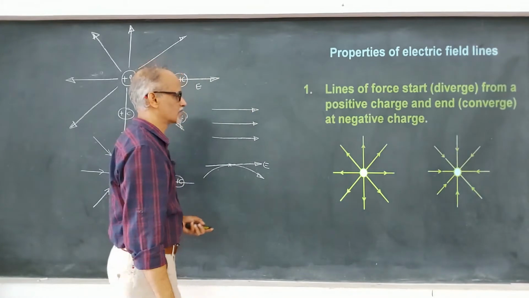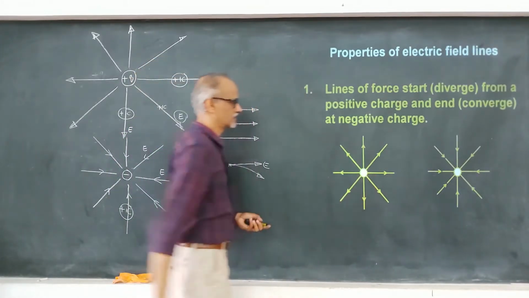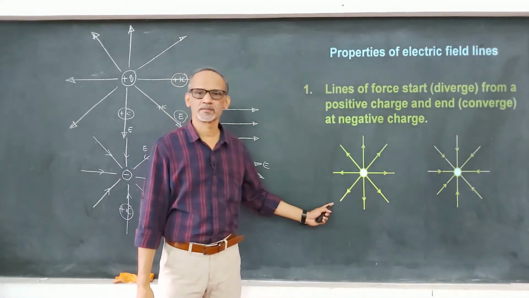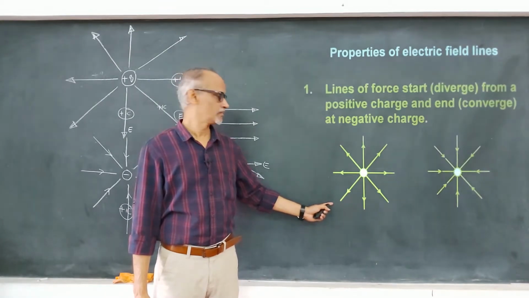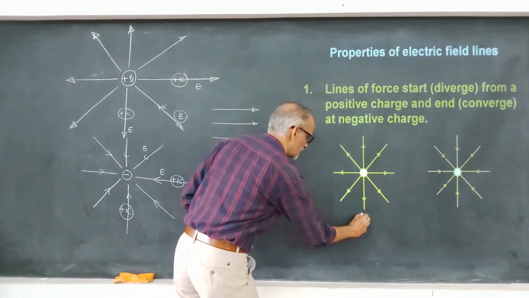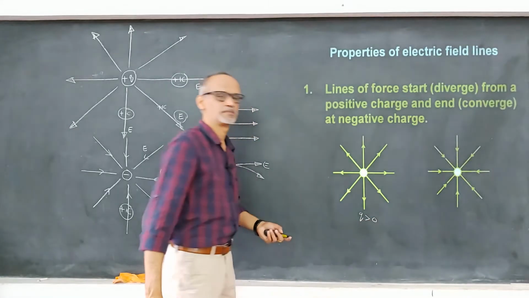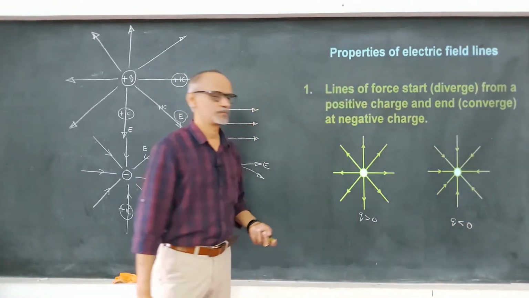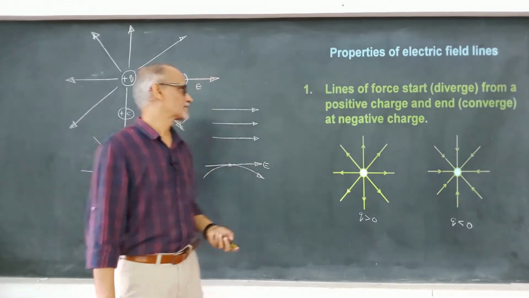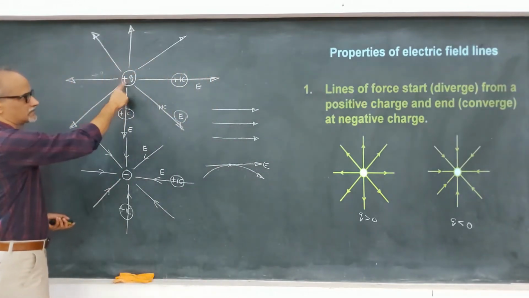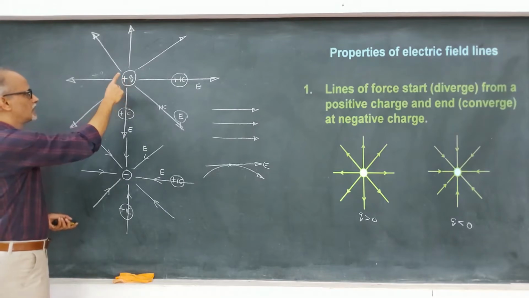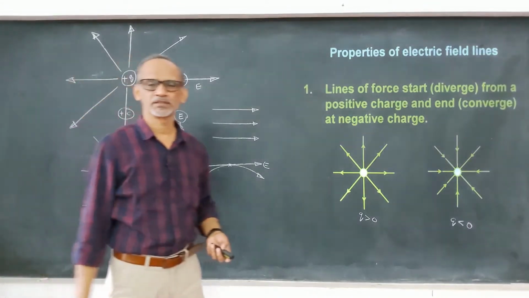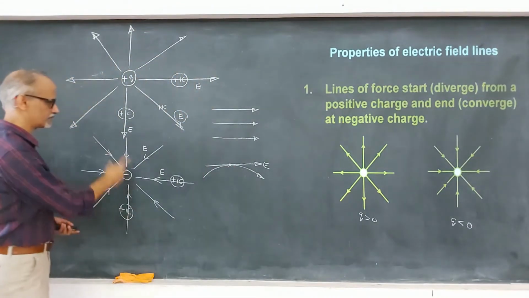So that's the diagram. So this is the diagram for positive charge, and this is the diagram for the negative charge. So this is the lines of force due to a point charge when positive means Q is greater than 0. Negative charge, this is when Q is lesser than 0. So what is the first property? The first property is the lines of force, they start from positive charge or they diverge from positive charge and they end at a negative charge or they converge at negative charge.